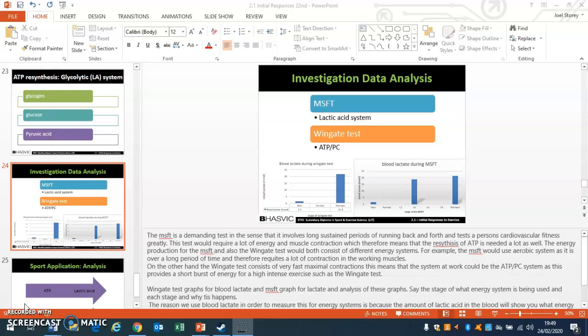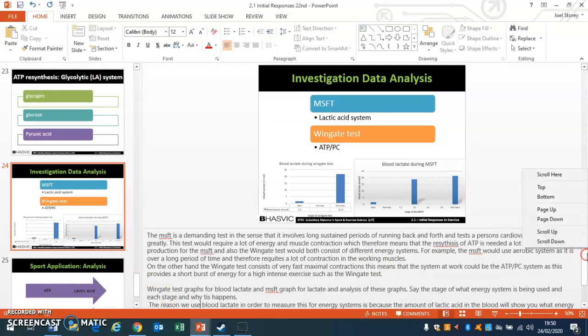The energy system dominant during the multi-stage fitness test and the Wingate test would both be different, as both these tests demand different things. For example, the multi-stage fitness test would use the aerobic system as the dominant system, as it is over a long period of time and therefore requires a lot of muscle contraction and therefore a lot of ATP, which the aerobic system provides, as this can provide 38 ATP. On the other hand, the Wingate test consists of fast maximal contractions, which therefore means that the system could be the ATP/PC system as the dominant system, as this provides a short burst of high intense energy.